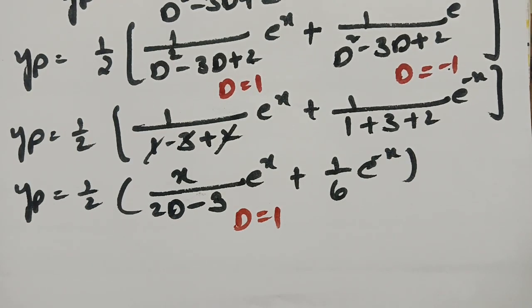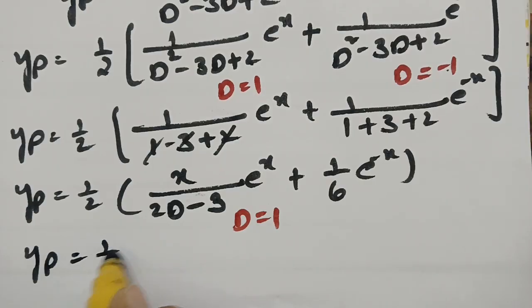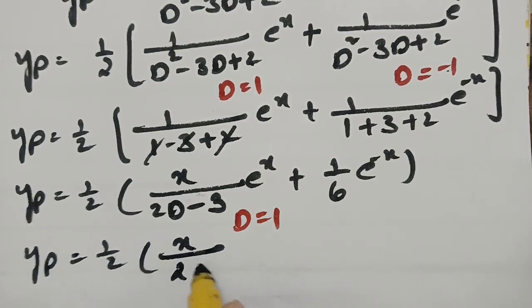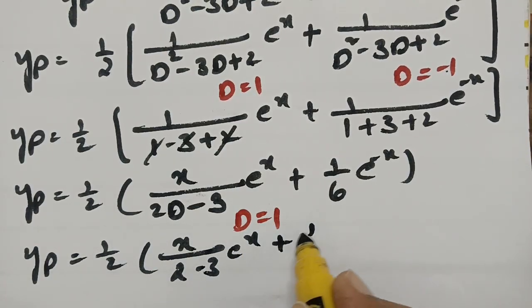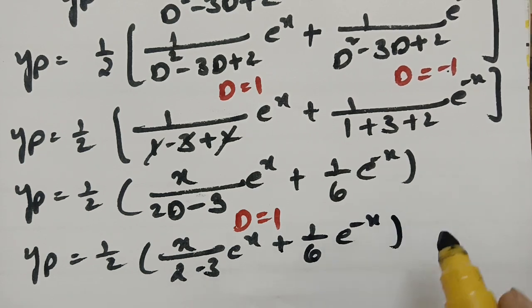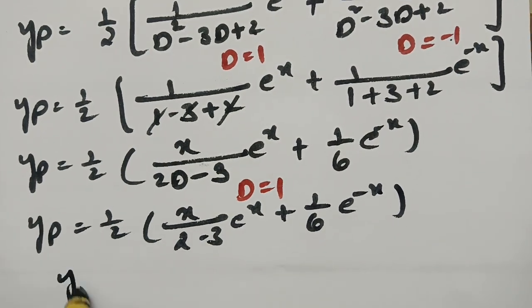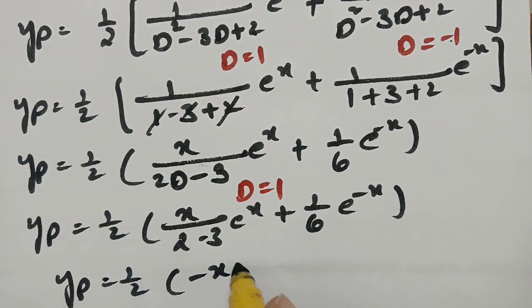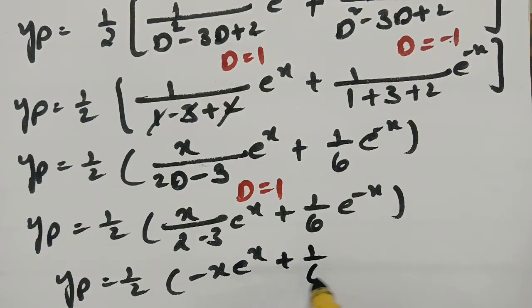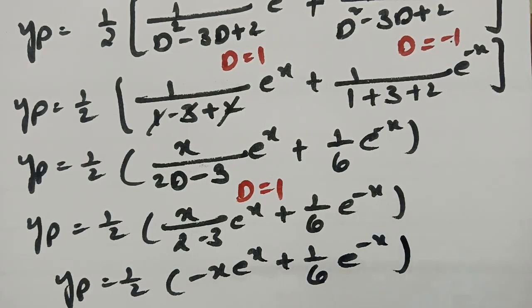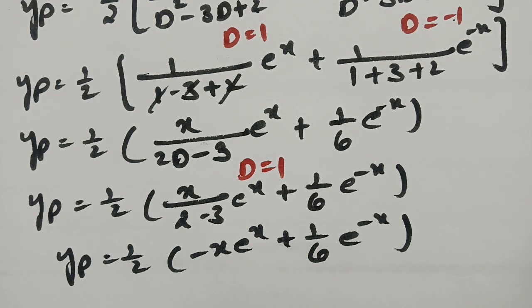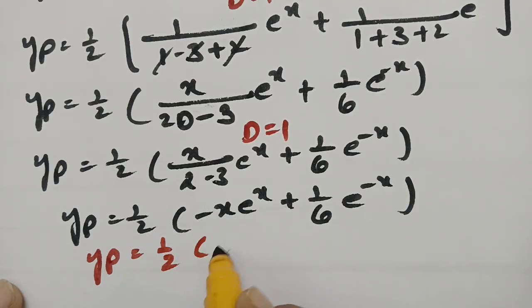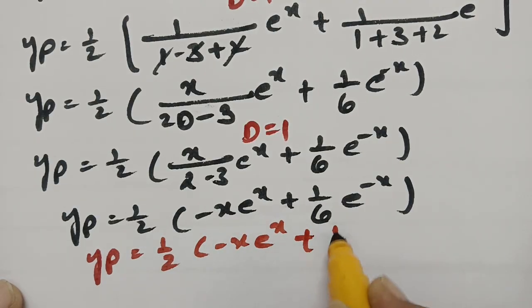So if I keep d is equal to 1, yp value is half times of x into (2 minus 3) into e power x plus 1 by 6 into e power minus x. So this value is nothing but half times of, this is minus x, this value is minus 1 into e power x plus 1 by 6 into e power minus x. And this is our yp value: half times of minus x into e power x plus 1 by 6 into e power minus x.